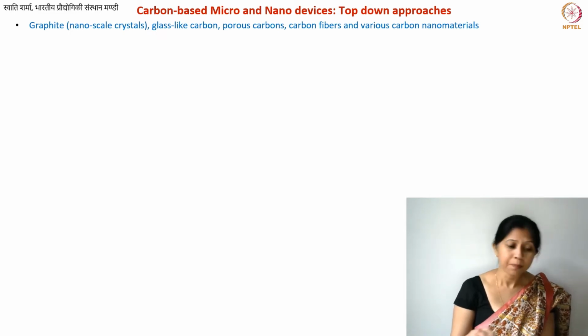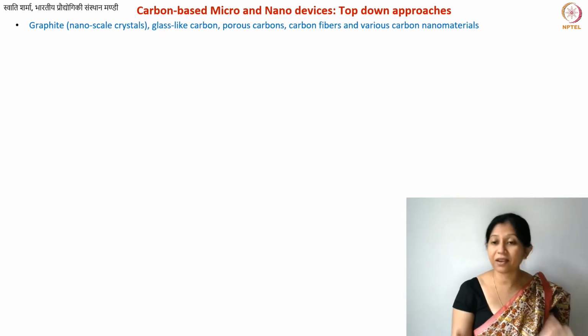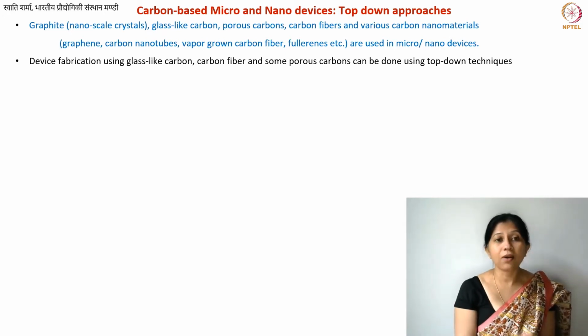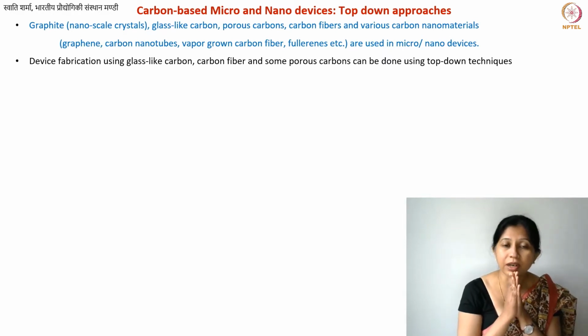At one place, but we are going to at least compare different techniques and different carbon materials that can be used at micro nano scale. Okay, so here I have mentioned some more names: graphene, carbon nanotubes, vapor grown carbon fibers, again fullerenes and so on. Okay, now let's come to the device fabrication aspects.